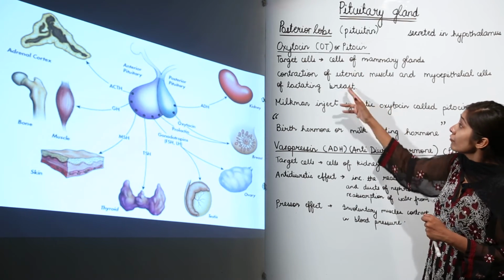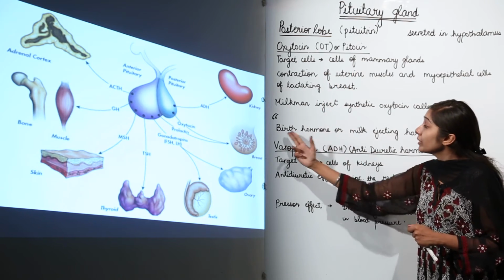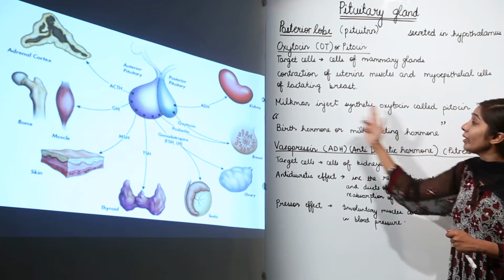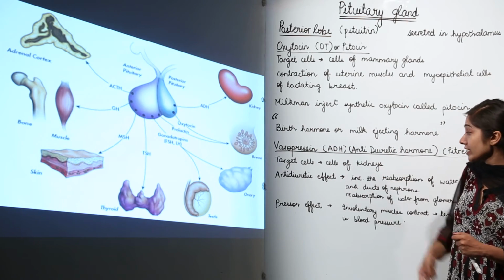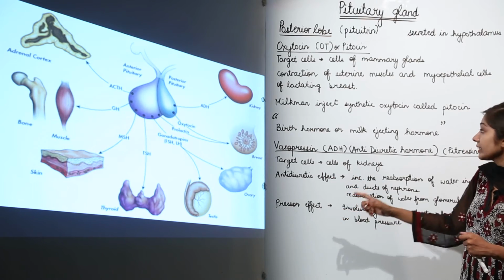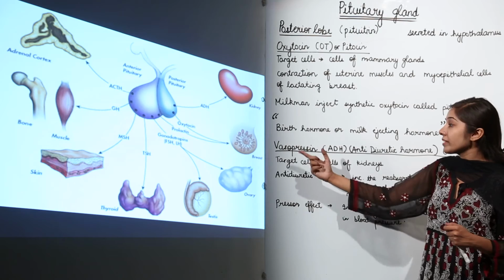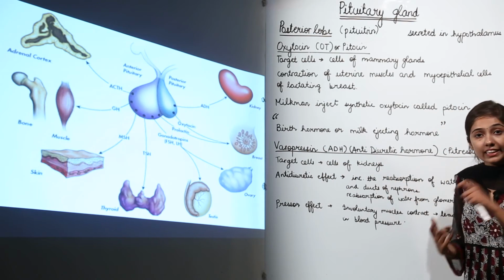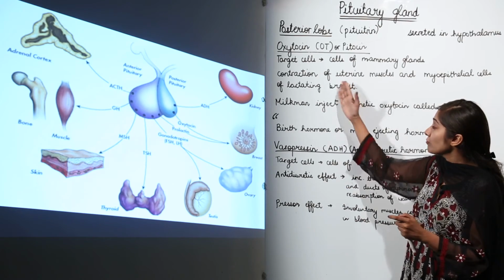So I hope from the names and the terms that I have given you, like for oxytocin we have birth hormone or milk ejecting hormone, you can make out the function of the hormone oxytocin, and the antidiuretic effect which is linked with what? The kidneys, because the target cells of vasopressin are the cells of the kidneys. So how are they going to function? And you have understood the function of both the hormones.